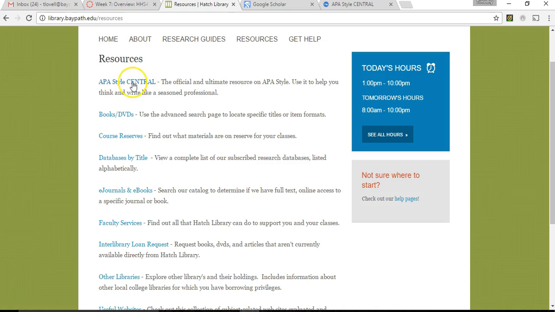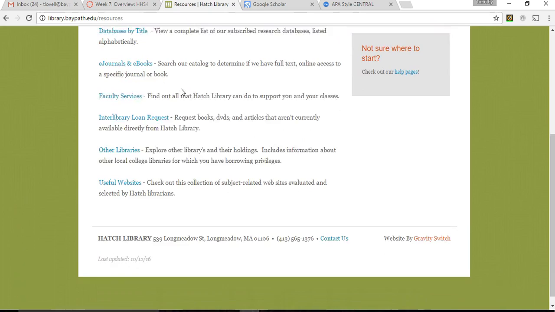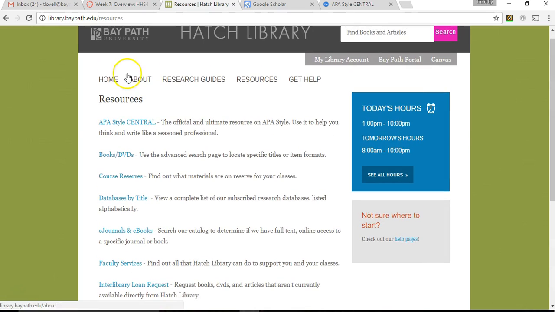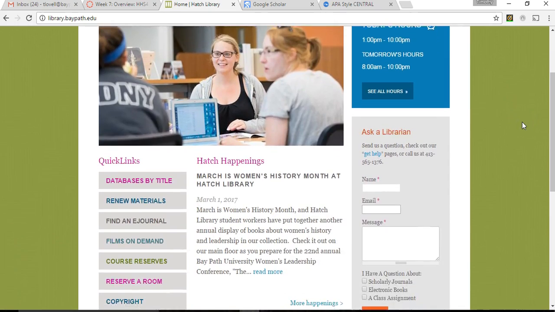Oh, that's good. I didn't know that APA Style Central was right there. Trying to find where I usually go through for Hatch Library. Bear with me.